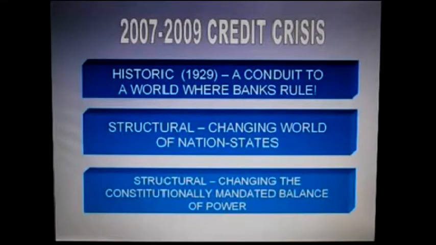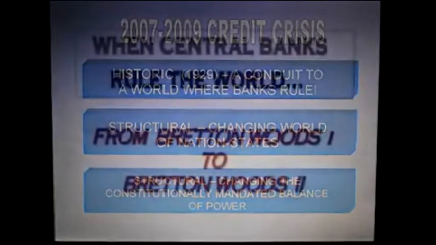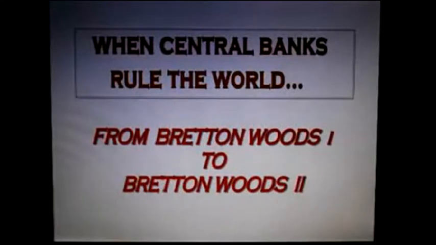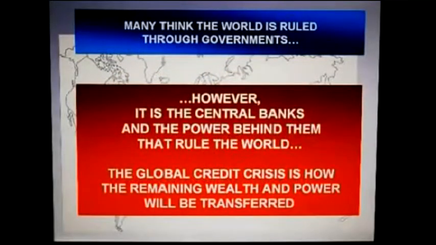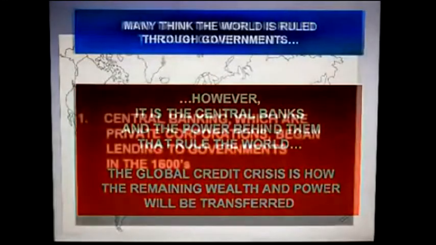So, when central banks rule the world, from Bretton Woods I to Bretton Woods II, many think the world is ruled through governments. However, it is central banks and the power behind them that rule the world. The global credit crisis is how the remaining wealth and power will be transferred. Many think the world is ruled through governments.